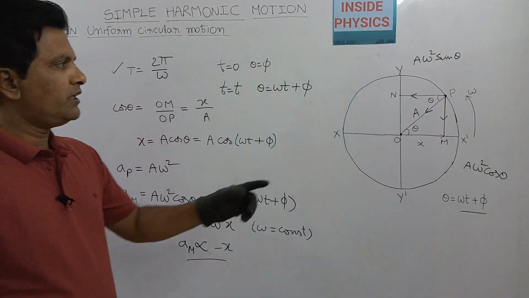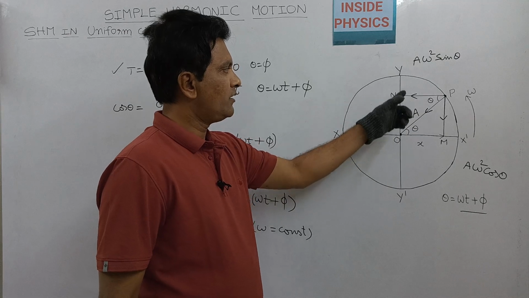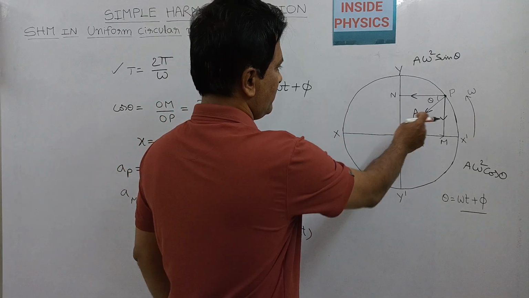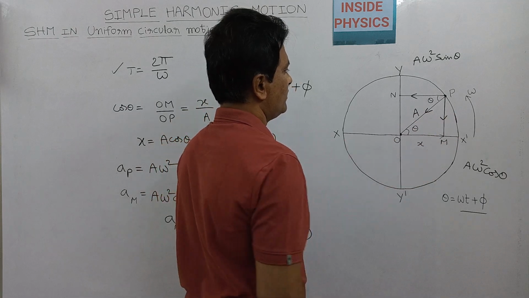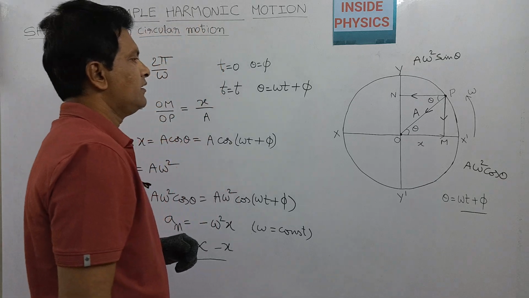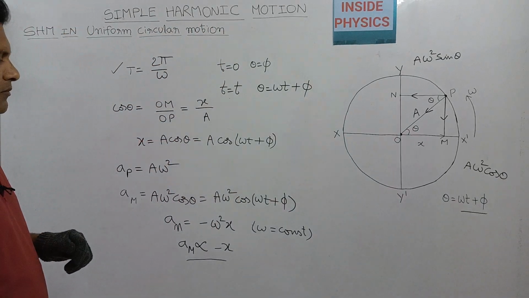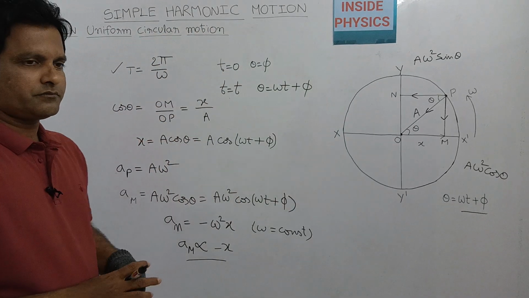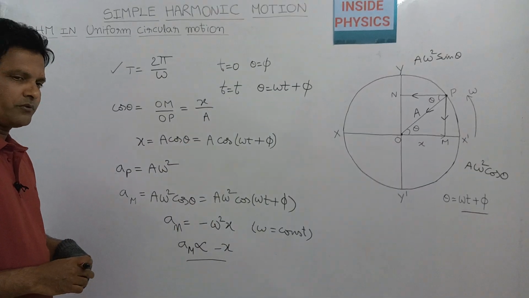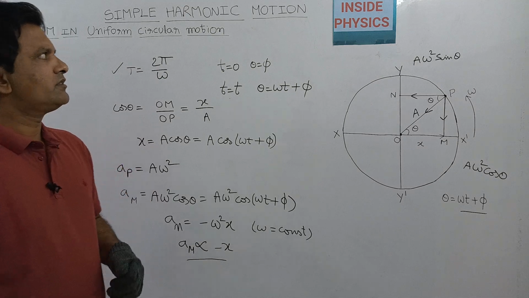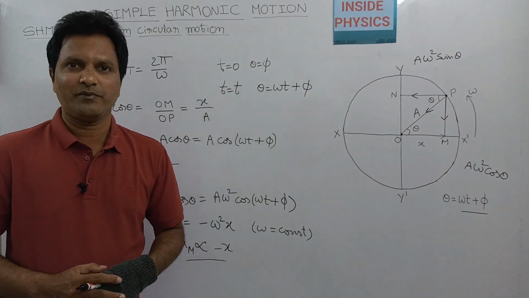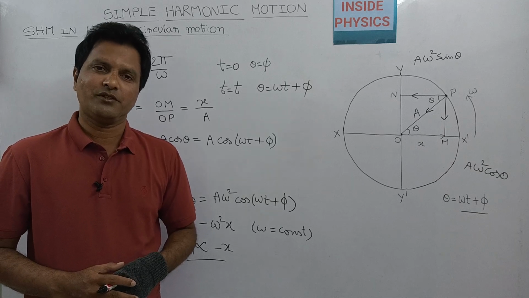Here we have taken two projections, one onto the diameter YOY dash, one onto XOX dash. We have taken the projection Pm and proved that the oscillations of projection Pm are making simple harmonic motion. This is how we proved it, and in the next classes we will see some more topics of simple harmonic motion.